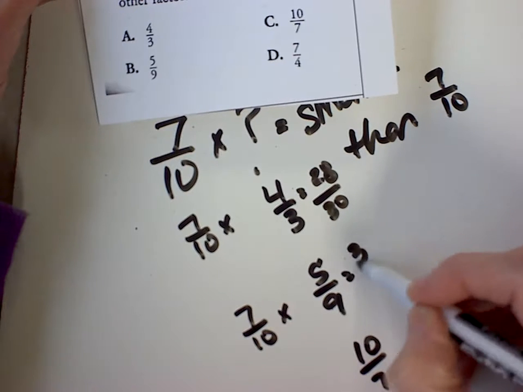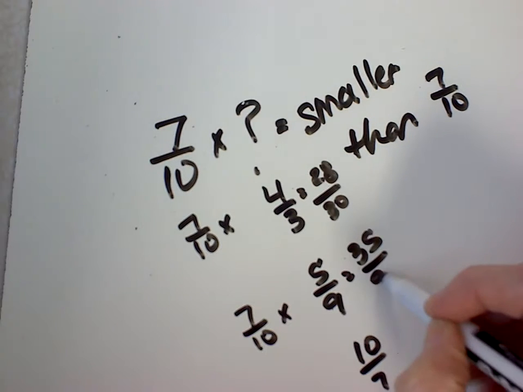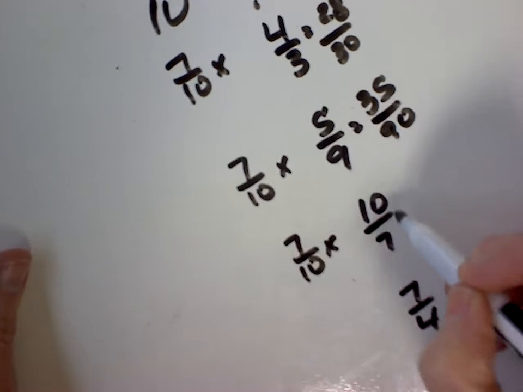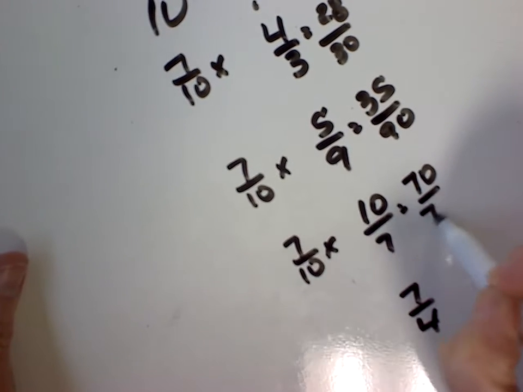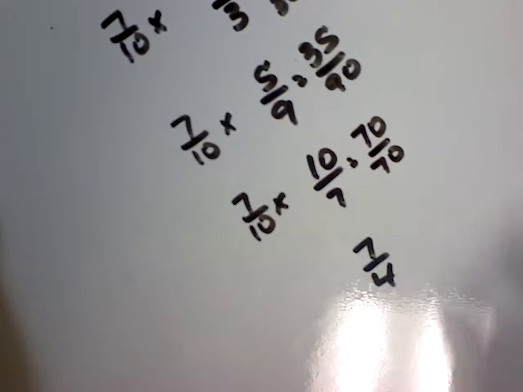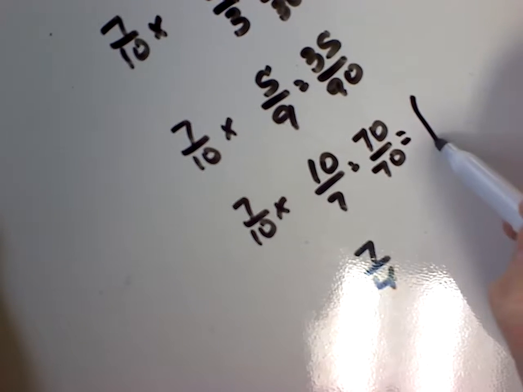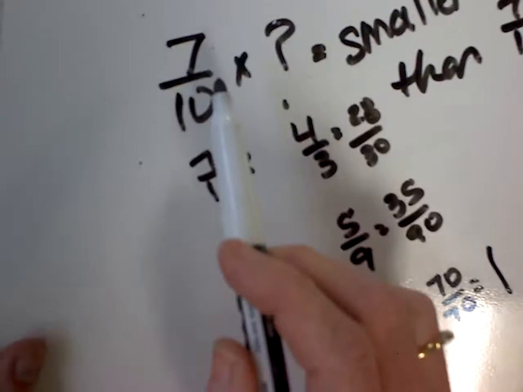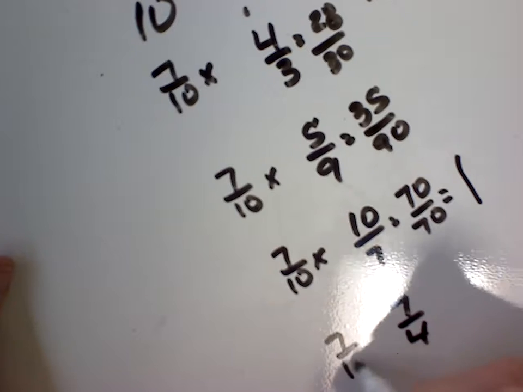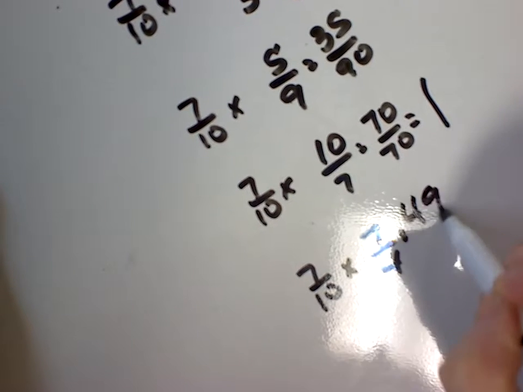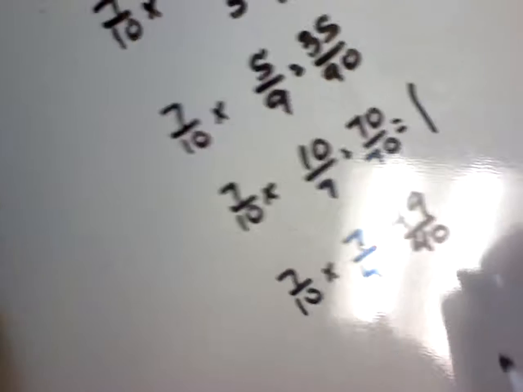And I get 35 over 90. Bring down my 7/10 again. And I get 70 over 70. And we remember that anytime you have the number that's the same in the numerator and denominator, that's equal to 1 whole. Bring down my 7/10 one more time. And I get 49 over 40.